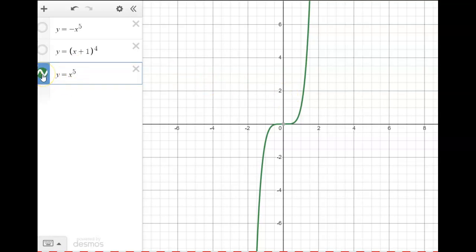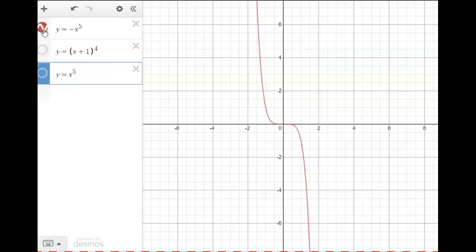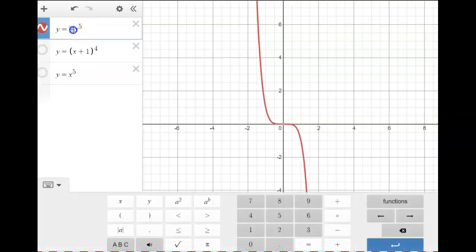So if I put a negative in front of it, then it looks like that, like a reflection across the y-axis. So you could see that here it will be rising on the left, falling on the right. And that is because the leading coefficient switched to a negative 1.